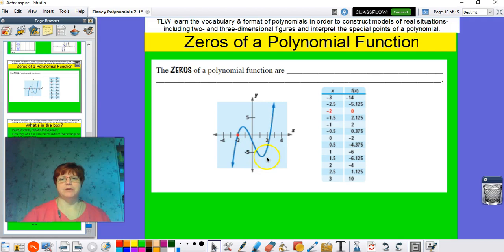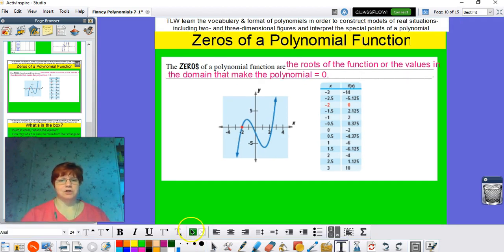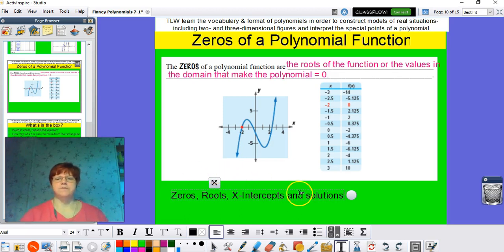So zeros of a polynomial function are the roots of the function, or the values in the domain that make the polynomial equal 0. There are several names for this thing. Sometimes these are called zeros, sometimes they're called roots, sometimes they're called x-intercepts, and sometimes they're called solutions. So those are the 4 names that you could have for these different things.